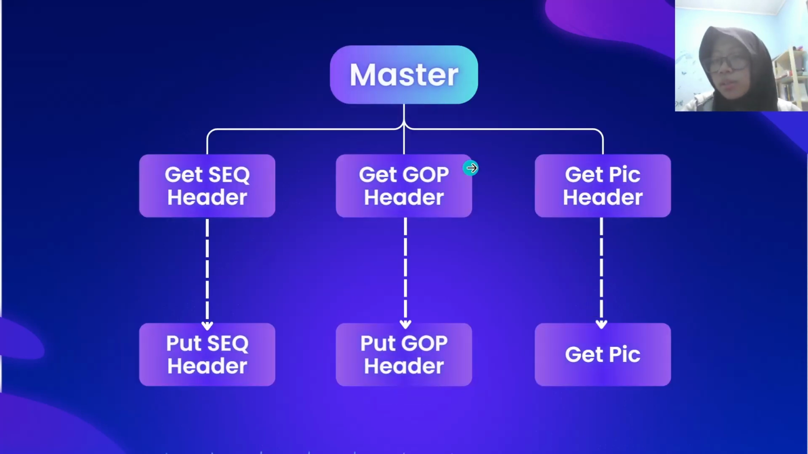Next, we'll learn more deeply about the masters. The master video is processed sequentially, and we can retrieve the GOP header with the get SEQ header and get GOP header functionalities. And then we can retrieve the picture header data with the get picture header functionality, and then the compressed frame content with the get picture functionality.